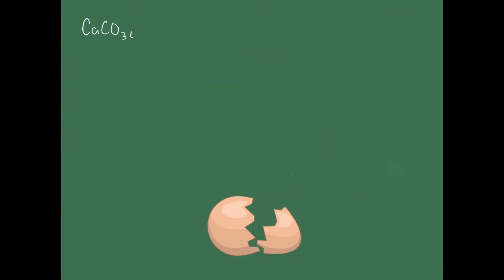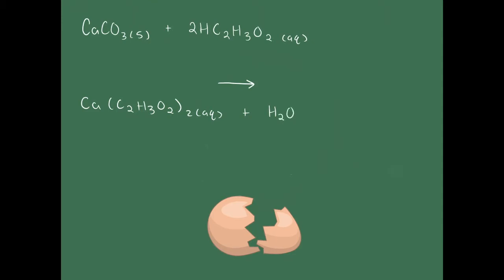And the chemical reaction is going to be CaCO3 plus 2HC2H3O2, aqueous. And this is going to react, and it's going to make Ca(C2H3O2)2, and it's going to be aqueous, and it's going to also produce H2O, which is a liquid, and CO2, and that's going to be a gas.